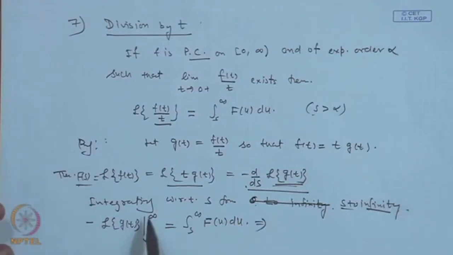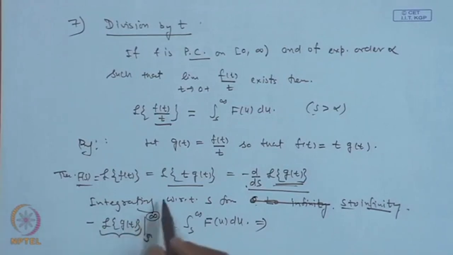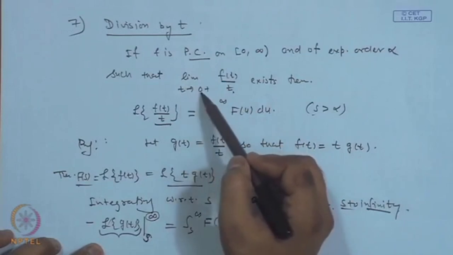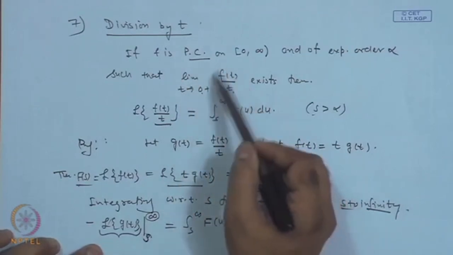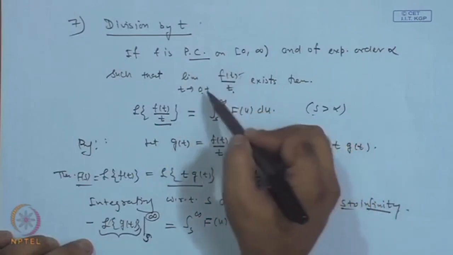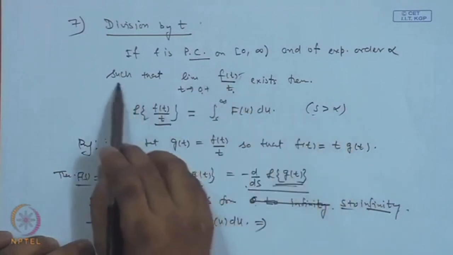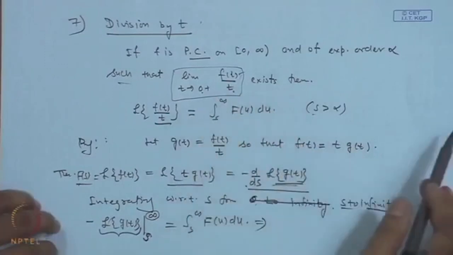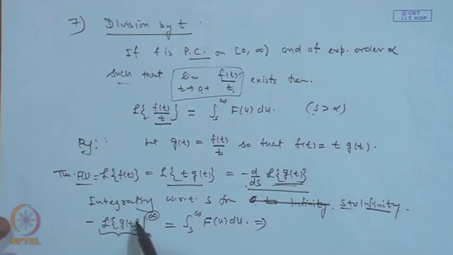Now, what this gives us when this s approaches infinity: this is a function of s only, the Laplace transform of g(t). As s approaches infinity, this will approach 0, because this g(t) is just f(t) over t, and the limit as t tends to 0 exists. So, this is a function of exponential order and piecewise continuous, because f(t) is piecewise continuous and 1/t is also piecewise continuous, and this limit, which was the singular point, we assume exists. Once this limit exists, the function f(t) over t is piecewise continuous and of exponential order. So, the result says that the Laplace transform of any piecewise continuous function of exponential order will vanish as s tends to infinity.